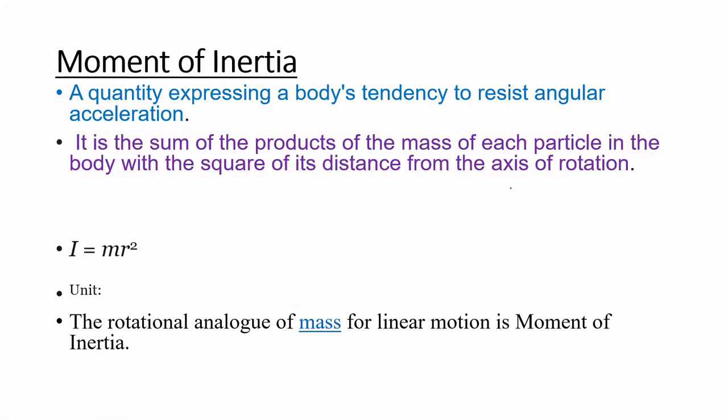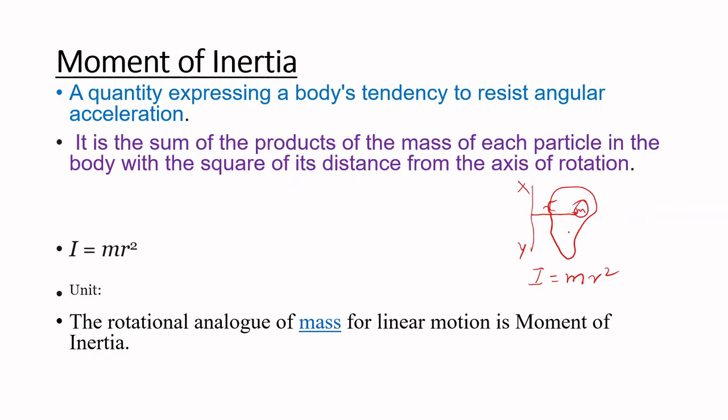For example, if we have an axis of rotation like this and the body is over here, and you have a mass point at this point, let us imagine it is at a distance r from this axis, and this mass point be m. So what is moment of inertia? I is equal to mr square.